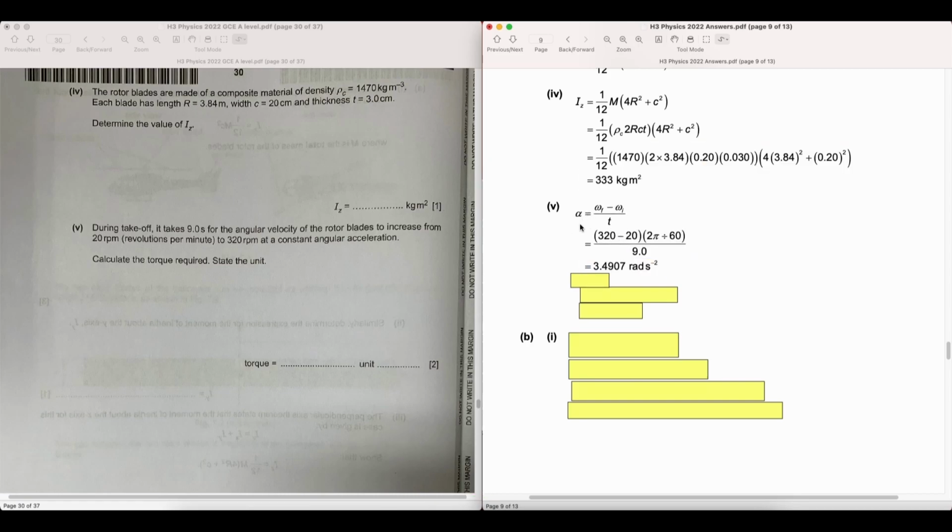Now, part 4 is just a matter of substitution, and part 5 is just following the definitions. Following the definition for angular acceleration, we get this. Following the definition for torque, we get this. Because torque is force times distance, the unit for torque is Newton meters.